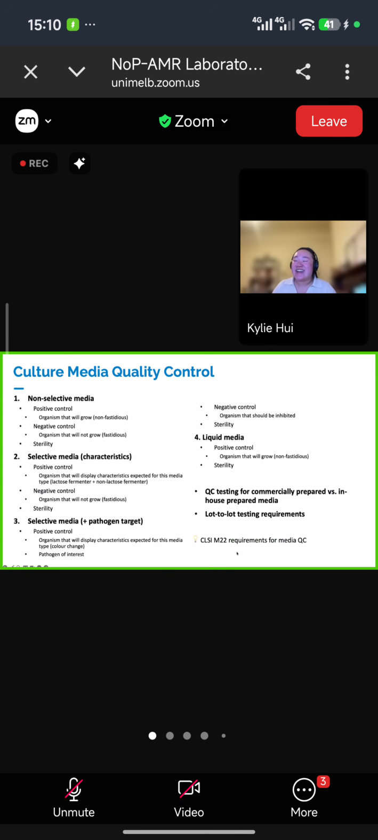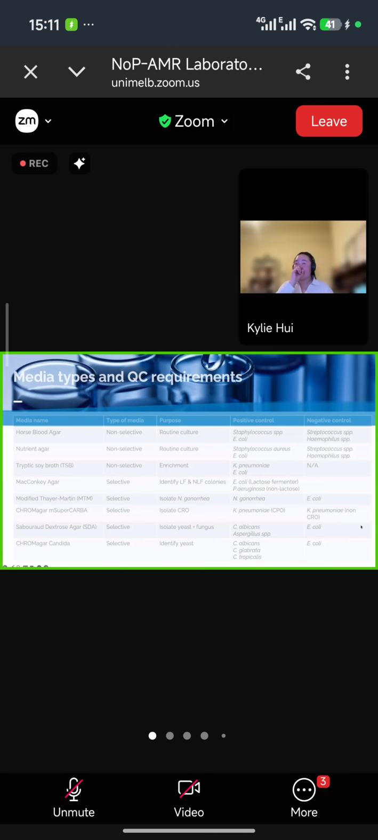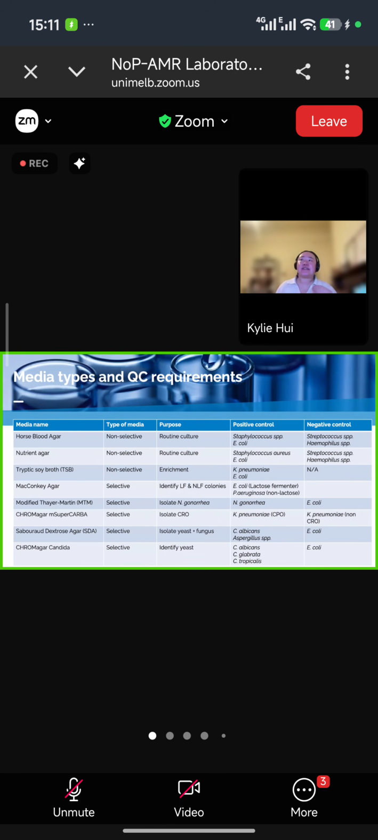Oh, and also lastly, CLSI M22 has specific requirements for media QC. So if you ever need to read up on some additional information, the CLSI M22 also has these available. So these are some examples of media types and the QC requirements. How I want you to look at this is to look at the media type and see what the purpose of that media is, and that will actually determine what type of positive and negative control you pick.